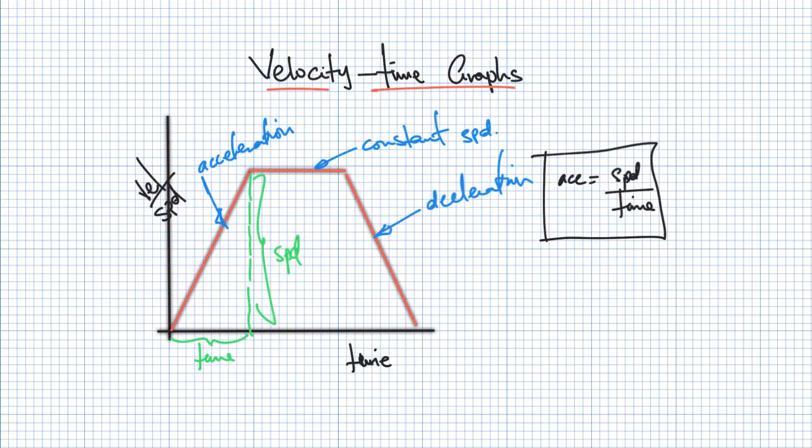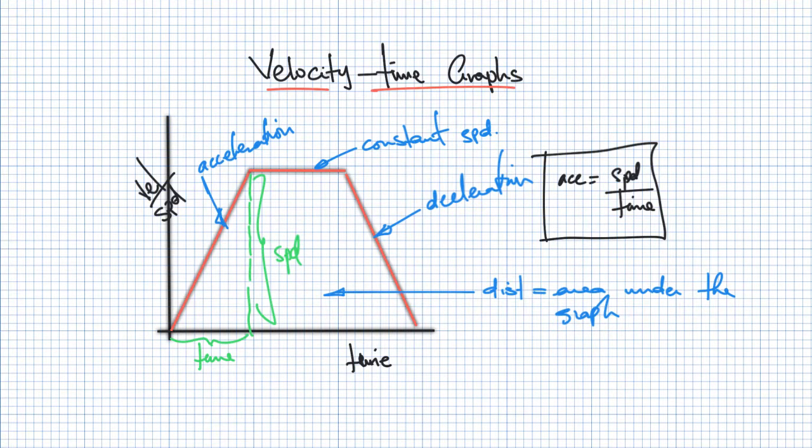And then last of all, in order to find the distance traveled, what you need to do is find the area on the graph. So basically, if I want to find the total distance traveled here on this graph, this is in the shape of a trapezium. I just find the area of this trapezium, and that's going to be the distance traveled.